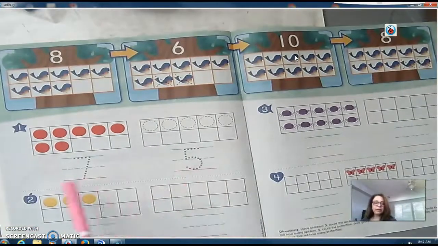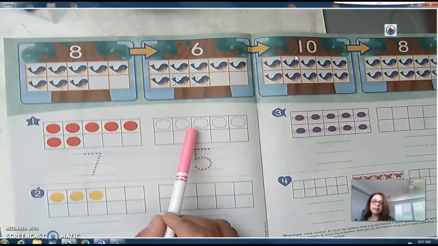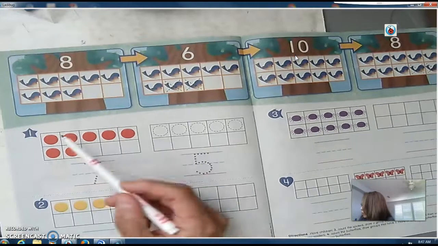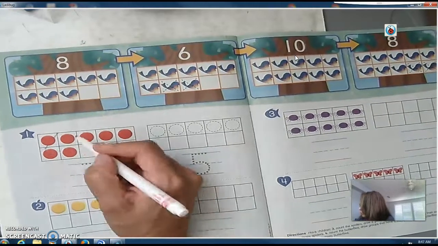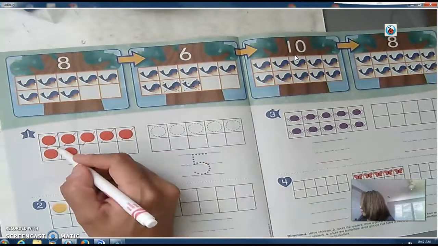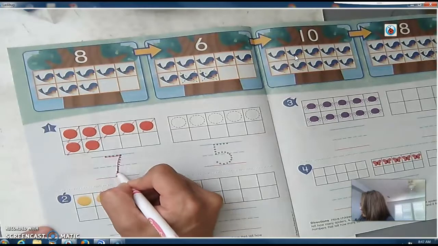Let's go ahead and start off with the big number. And then obviously this is going to be the smaller number because we're going to remove 2 of them, okay? So let's count. 1, 2, 3, 4, 5, 6, 7. So let's go ahead and trace the 7.